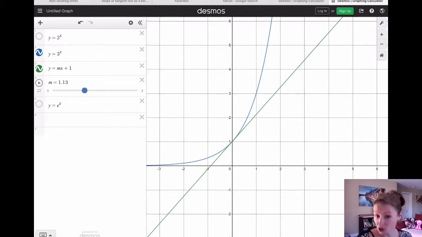But what is interesting though is that when I looked at the graph of 2 to the x, my slope was just below 1. When I looked at the graph of 3 to the x, my slope was just above 1. So now I wonder, what should the base be for the slope of my line to be exactly 1?